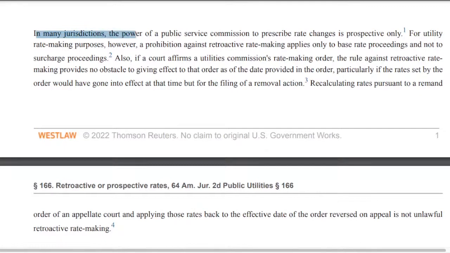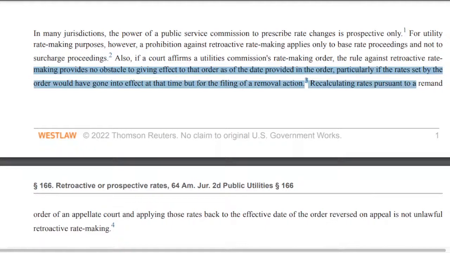In many jurisdictions, the power of a Public Service Commission to prescribe rate changes is prospective only. Okay, so for utility rate-making purposes, however, a prohibition against retroactive rate-making applies only to base rate proceedings and not to surcharge proceedings. Also, if a court affirms a utility commission's rate-making order, the rule against retroactive rate-making provides no obstacle to giving effect to that order as of the date provided in the order, particularly if the rates set by the order would have gone into effect at that time, but for the filing of a removal action.